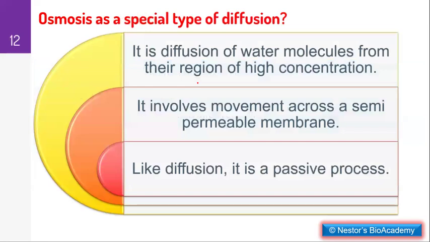So as we have said earlier, what is it that makes osmosis a special type of diffusion? It involves movement of water molecules from their region of high concentration to their region of low concentration. And again, it involves movement across a semi-permeable membrane. And again, take note that just like diffusion, osmosis is also a passive process. It does not require energy for it to take place. All it requires is a difference in concentration of water molecules across a semi-permeable membrane, and osmosis will take place.